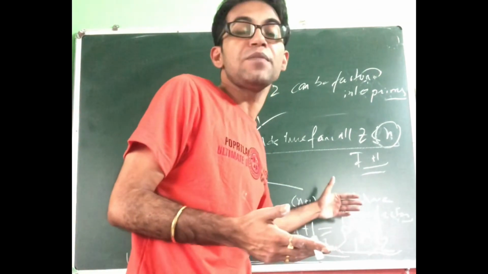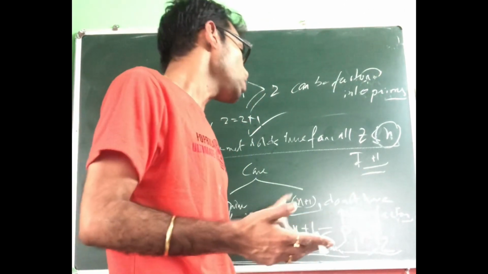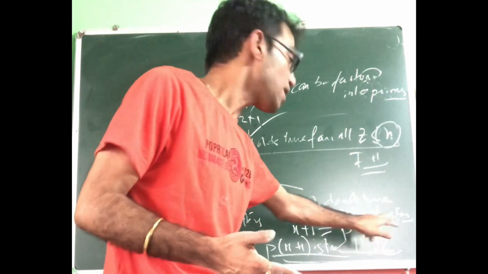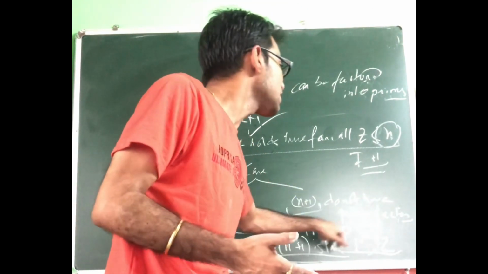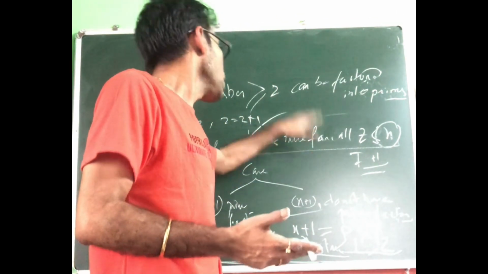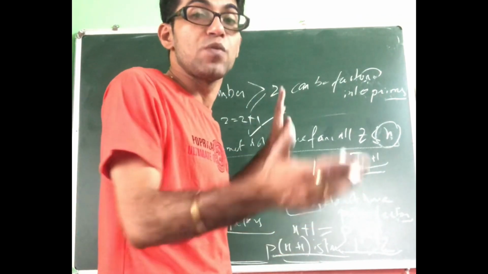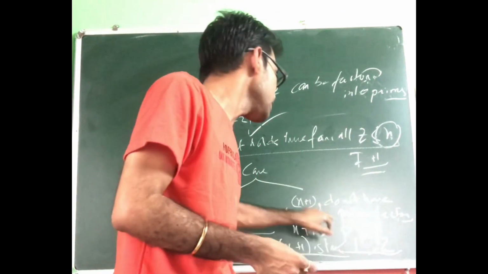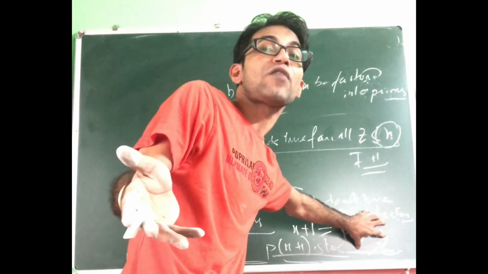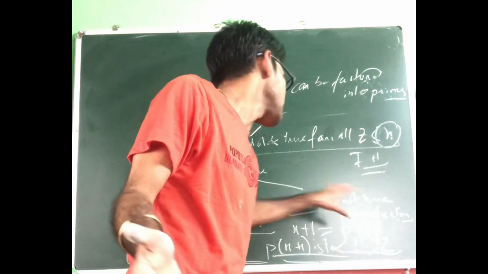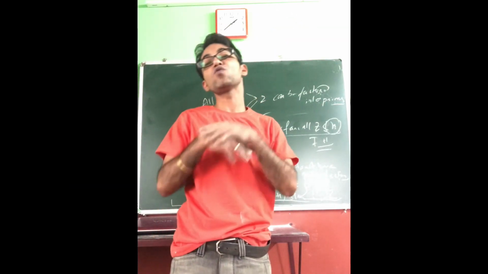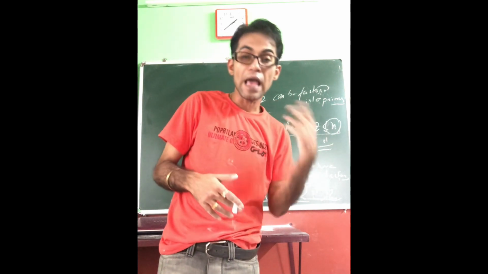And if it is not a prime, I can always break it down into two factors, p1 and p2. And p1 and p2 themselves, because these numbers are less than n, and I assume that these numbers could be factored into prime. So because n plus 1 is made up of p1 and p2, and p1 and p2 can be factored into prime, that means n plus 1 can be factored into prime as well. So that means the statement holds true for n equal to n plus 1.